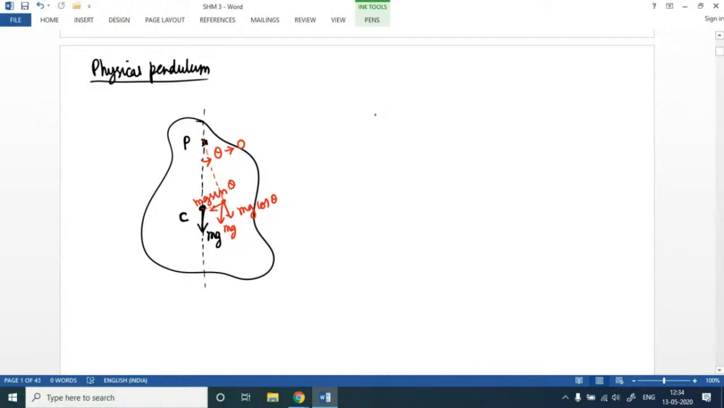Definitely we can. The equation of torque would be tau equal to the force mg sine theta, and let's say the distance between C and P is L. So the torque would be mg sine theta into L, with a negative sign because the direction of torque is restoring. Torque can also be written as I alpha, where I is the moment of inertia of this rigid body about an axis passing through point P. So I_P d2 theta by dt square, or simply alpha, is equal to minus mgL sine theta.